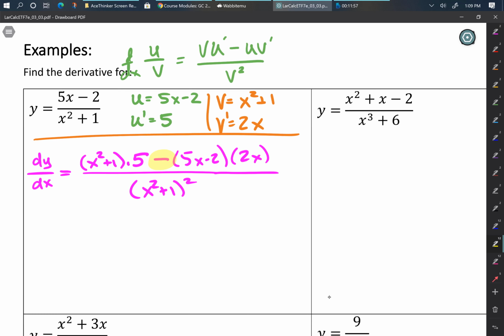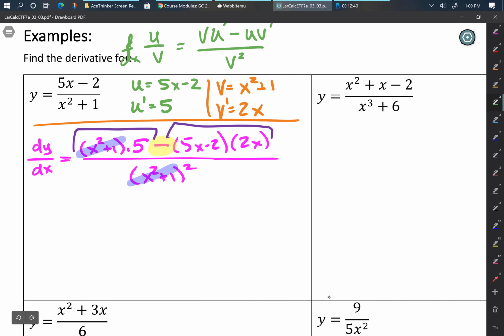The third most common mistake is that students will see this, and they'll want to cancel those because they look like they're ready to be canceled, don't they? But you have to remember that that numerator is a binomial. There are two terms in that numerator. The first term is this, and the second term is that, and you can only factor and then cancel if x squared plus 1 is a factor of both of those terms in the numerator. Since it is not a factor of both terms in the numerator, you can't cancel it.